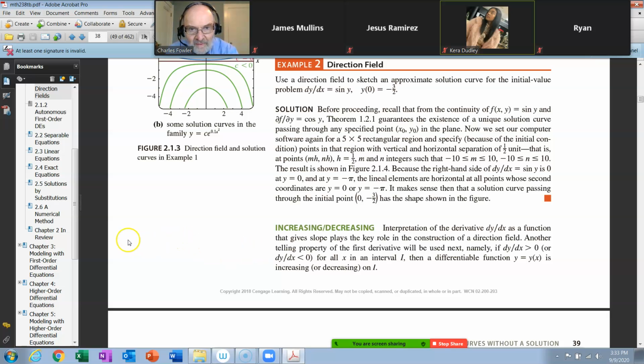Now, because the right-hand side of this is sine y, it's 0 at y is equal to 0. Now, we haven't got the figure of that yet, but we know it's 0 anytime y is 0.